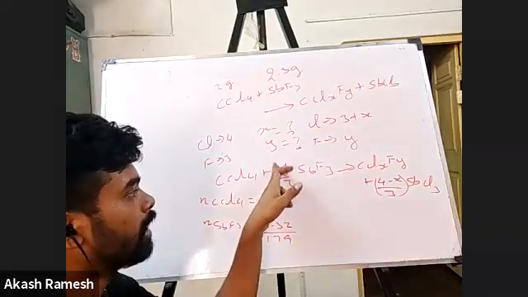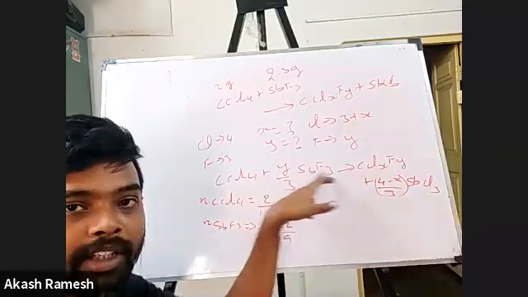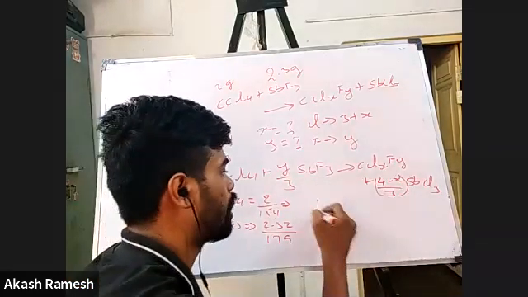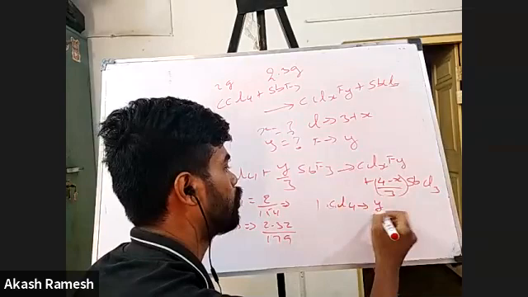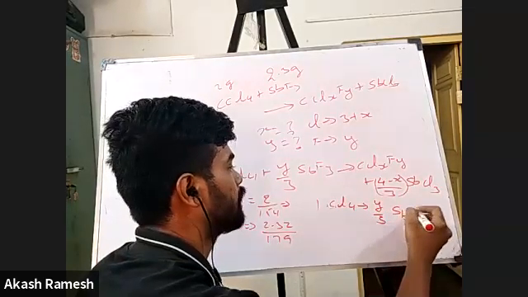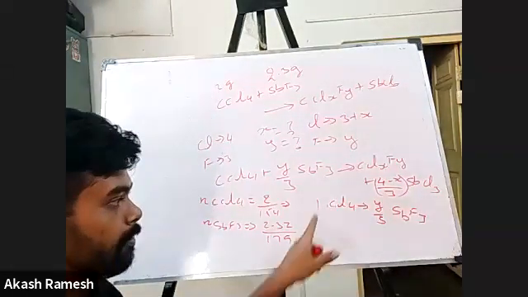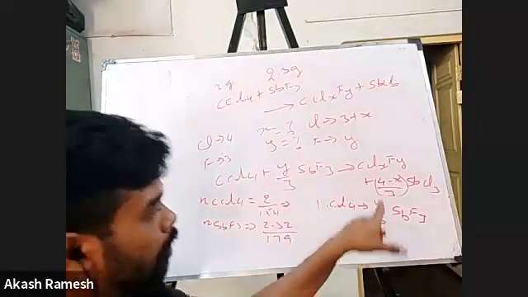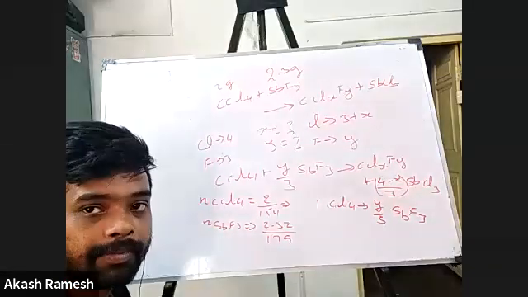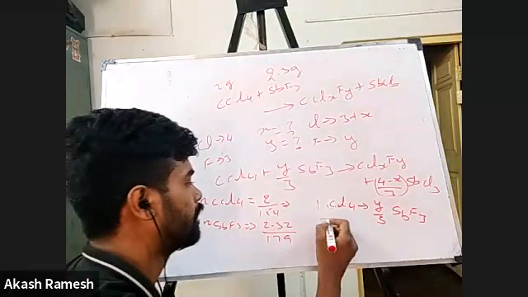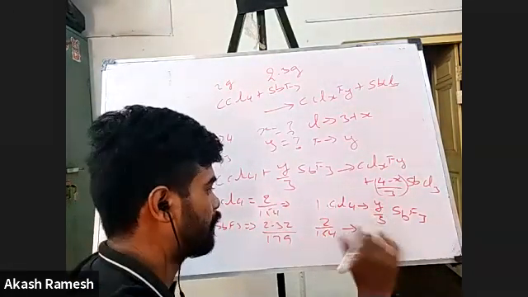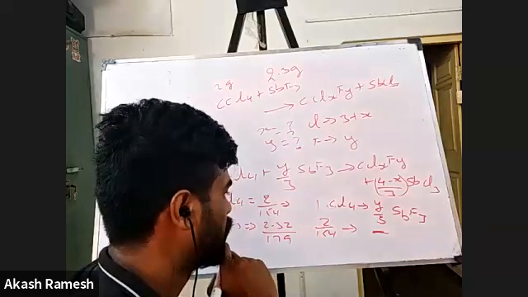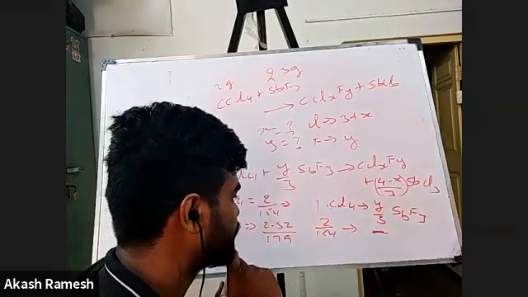Okay, so you can understand, for 1 mole of CCl4, I require Y by 3 moles of SbF3. Correct. For 1 CCl4, I require Y by 3 SbF3, right? So how many moles do I have? 2 by 154 moles I have. For that, I have to calculate what this value is.